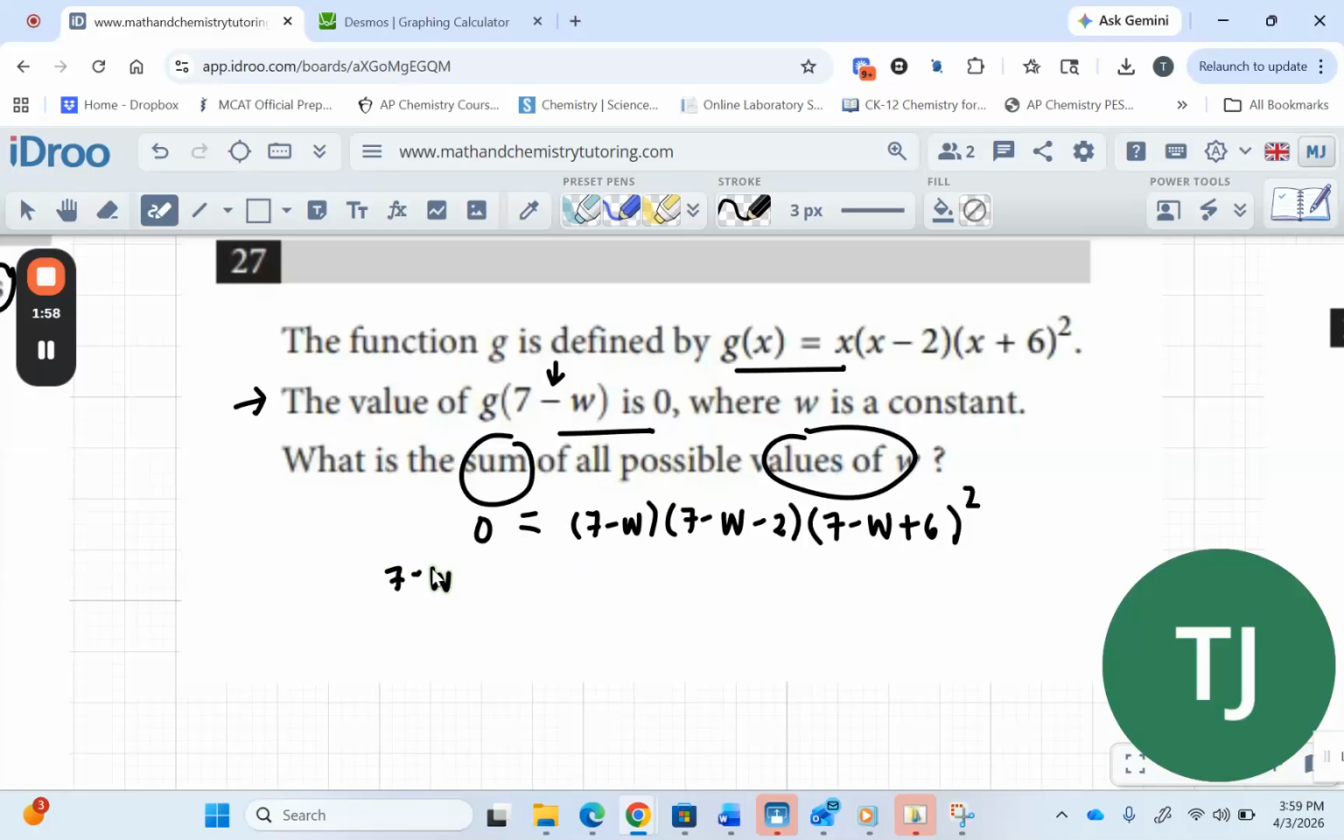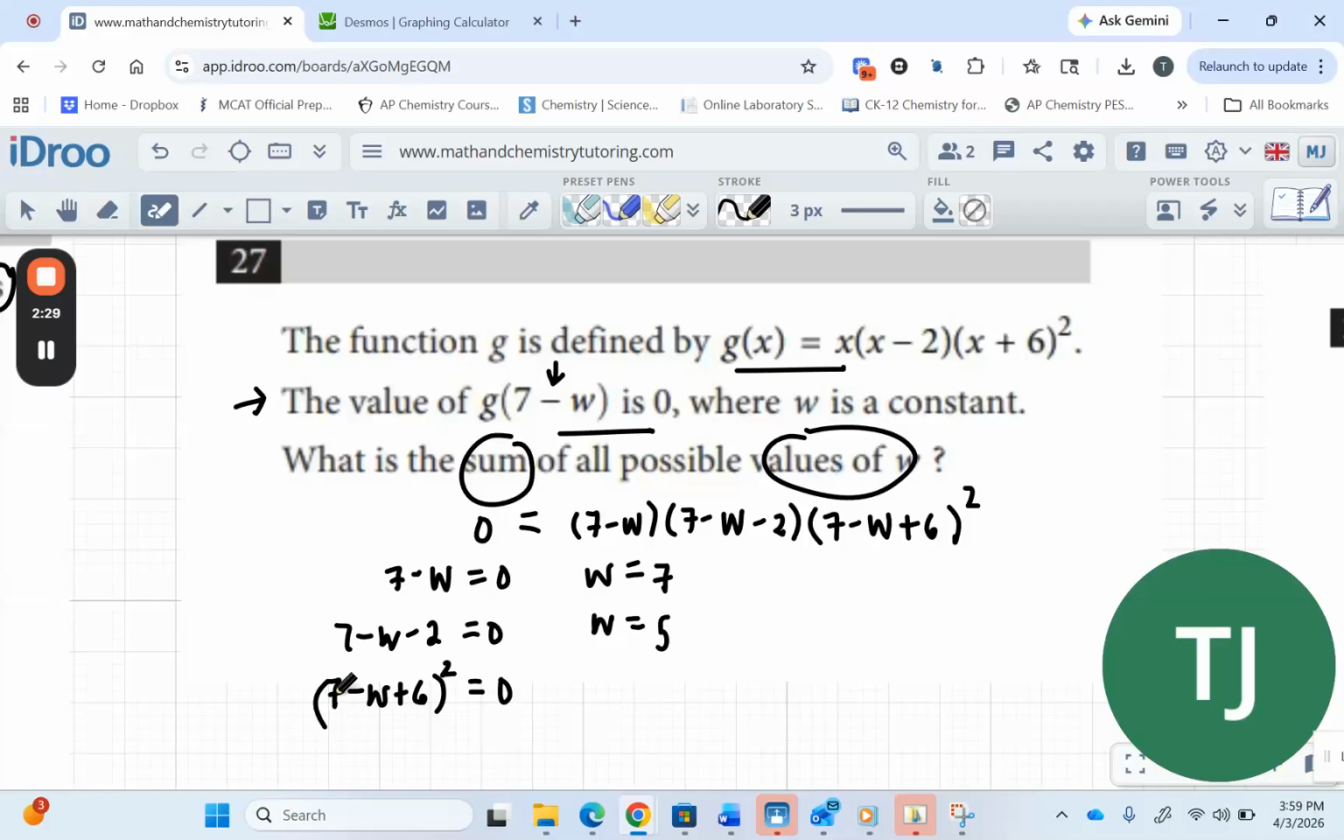So 7 minus w is equal to 0. 7 minus w minus 2 is equal to 0. And 7 minus w plus 6 squared is equal to 0. Then we'll solve for w. So 7 minus w equals 0. You can add w on both sides. You get w is equal to 7. 7 minus 2 is 5 minus w, we'll do the same thing. w is equal to 5.